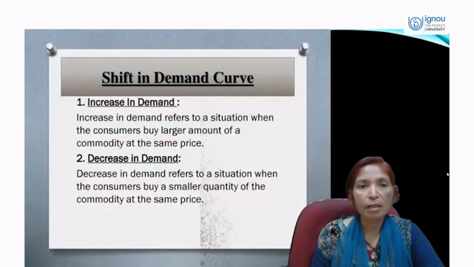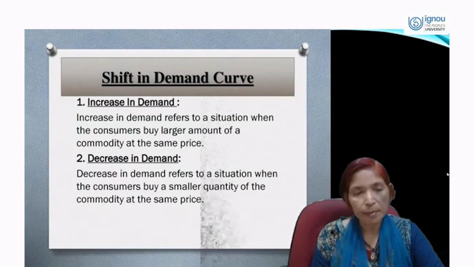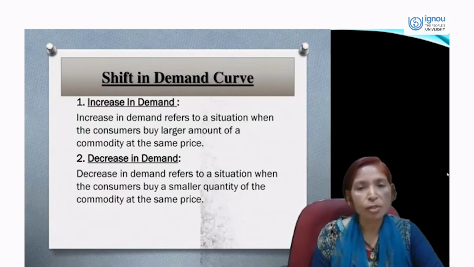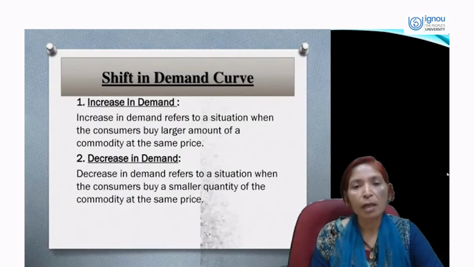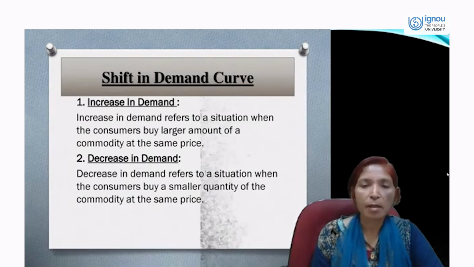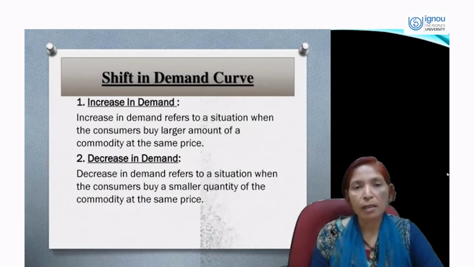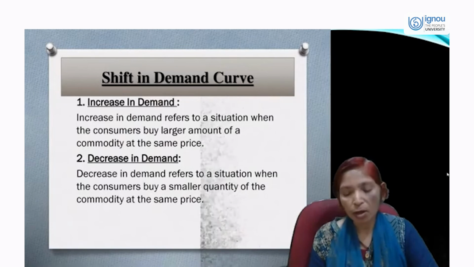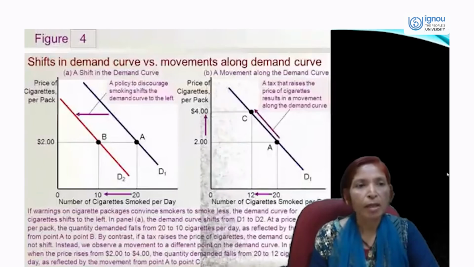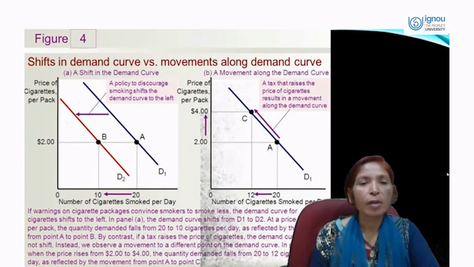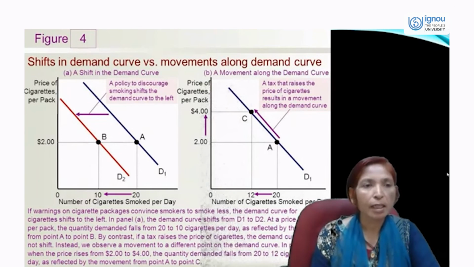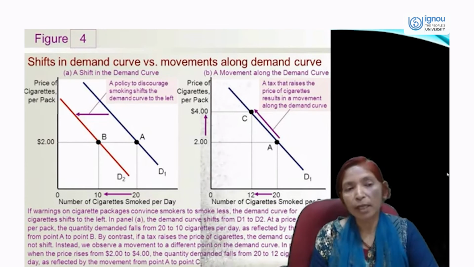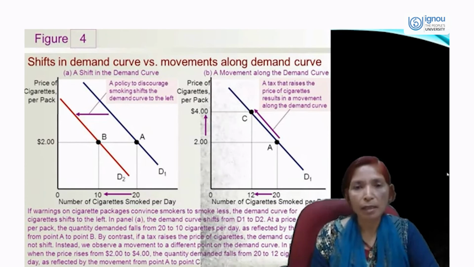Next is shift in demand. It has two concepts, increase in demand and decrease in demand. Increase in demand refers to a situation when the consumer buys a larger amount of a commodity at the same price. And decrease in demand refers to a situation when the consumer buys a smaller quantity of the commodity at the same price. In case of shift in demand, if the demand curve shifts to the left hand side, it shows decrease in demand. And if it shifts to the right hand side, it shows increase in demand.